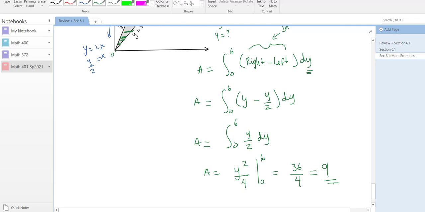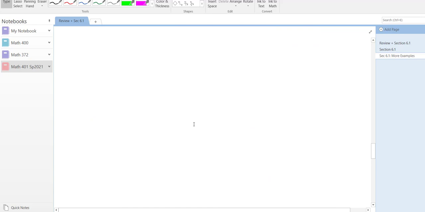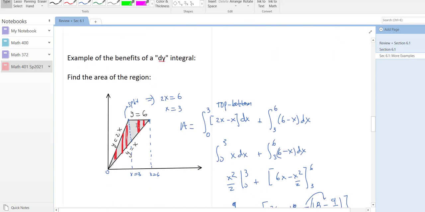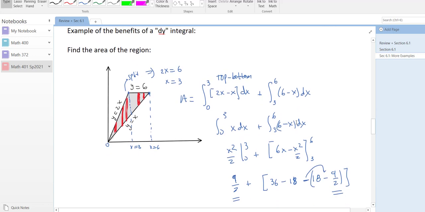But what would you rather do? Would you rather do just one integral or have to split it up into two different integrals? So that is one of the benefits of using a dy integral versus a dx integral. Another benefit, and we'll talk about that in class, is that sometimes when you set up something as a dx integral, it may be that we can't integrate it because we don't know the method of integration yet. We haven't learned it. So we may have to switch it to a dy integral so that we are able to integrate it. But we will talk about that in class.